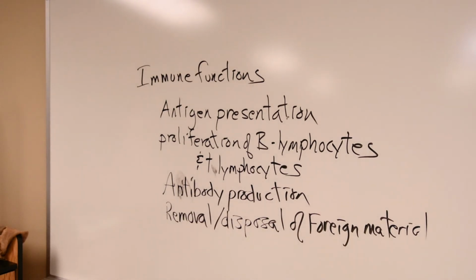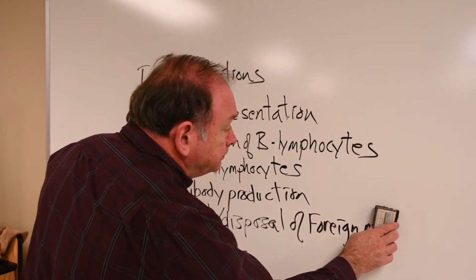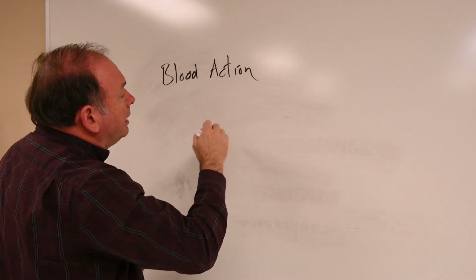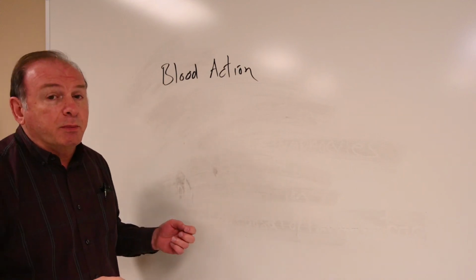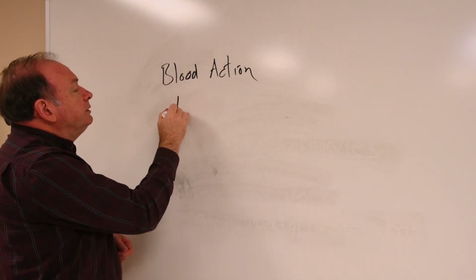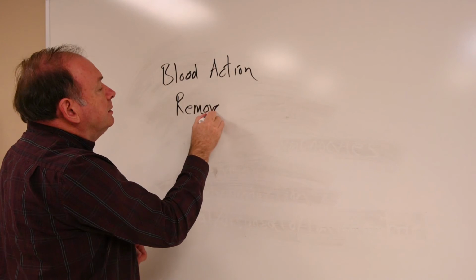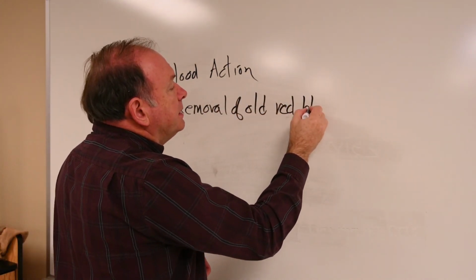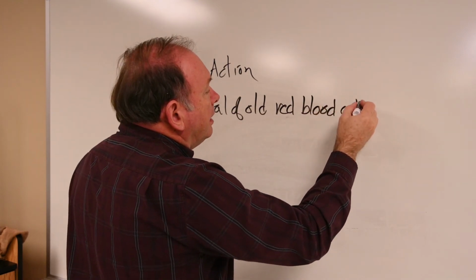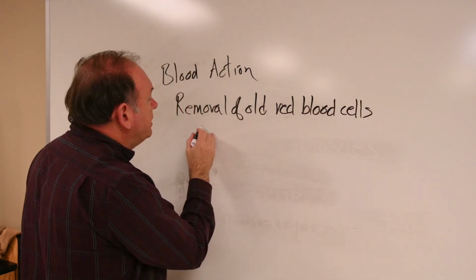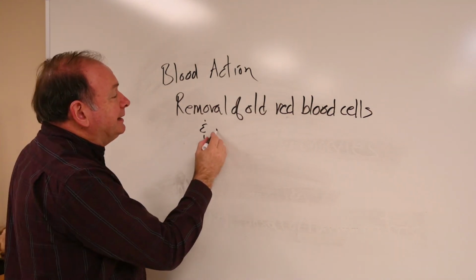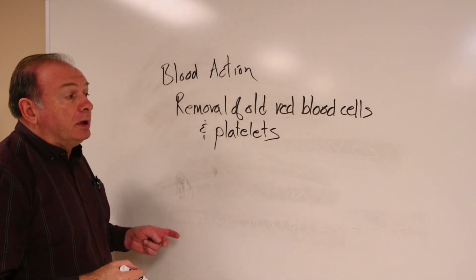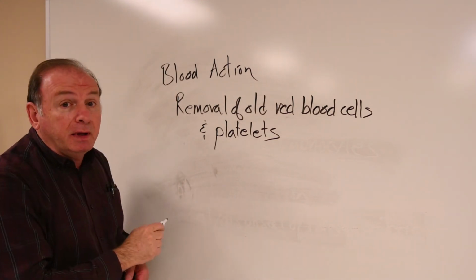Now, in addition to that, one of the primary things is removal of old blood cells, red blood cells, and platelets. We also see the recycling of hemoglobin.